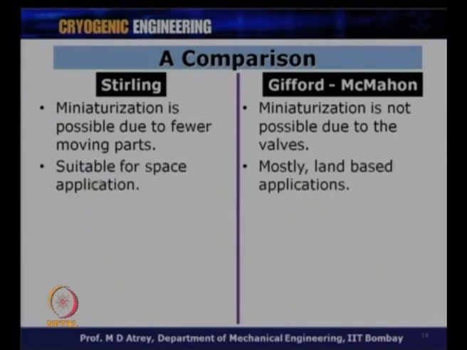Mostly Stirling coolers are preferable for space applications because they can be miniaturized and they are most reliable as there are no valves in the system, and the efficiency or the COP of the system is pretty high. While GM coolers are mostly for land based applications only because of the inefficiencies involved, because the reliability is questionable sometimes, because of the servicing requirement for a lubricated compressor.